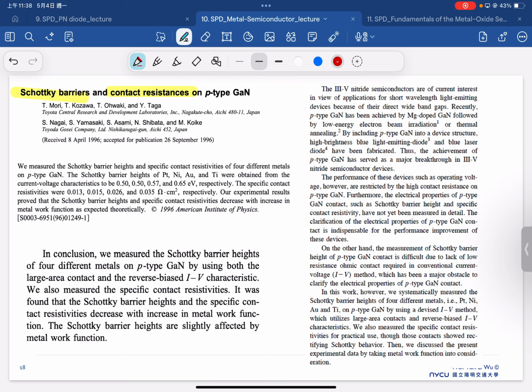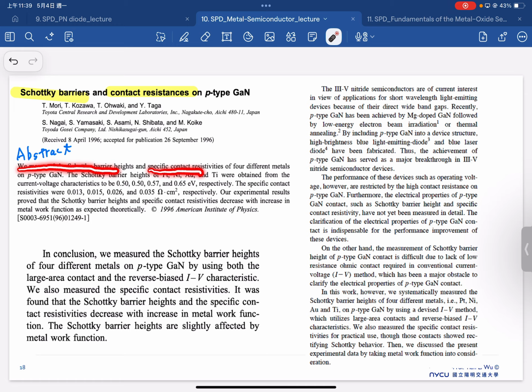This is a paper published in Applied Physics Letters, so they have a different format from the IEEE, but still we can find that there is an abstract. We always start from the abstract. In the first sentence of the abstract, we measure the Schottky barrier height and specific contact resistance on 4 different metals on p-type gallium nitride.